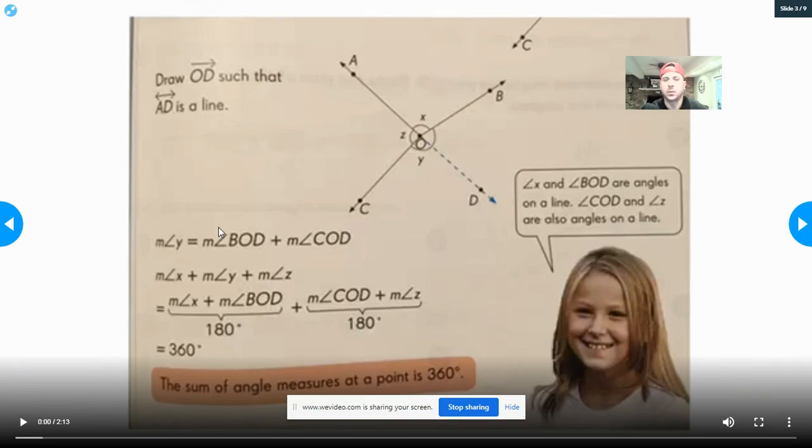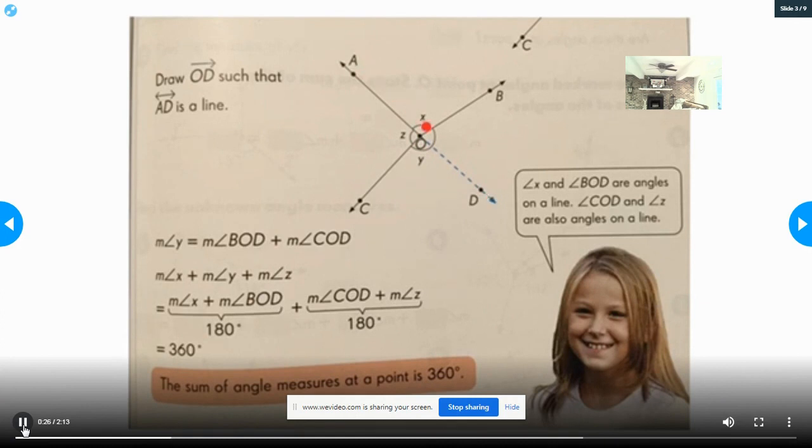Hey mathematicians, so we're looking at angles at a point. It says draw OD such that AD is a line. So OD, they want from A to D to be a straight line. So we just have to continue this from this vertex straight out. If I had a ruler, this line would be absolutely straight right here.